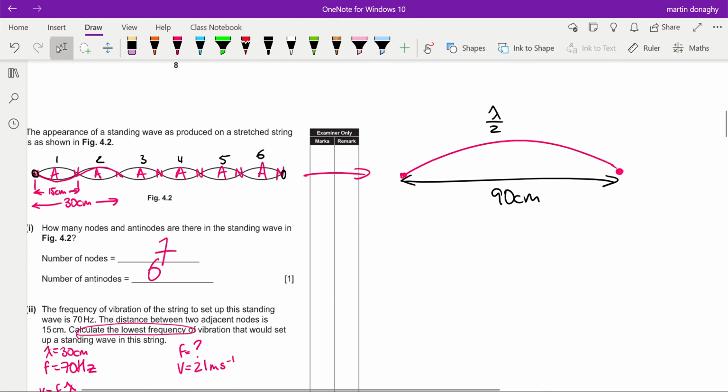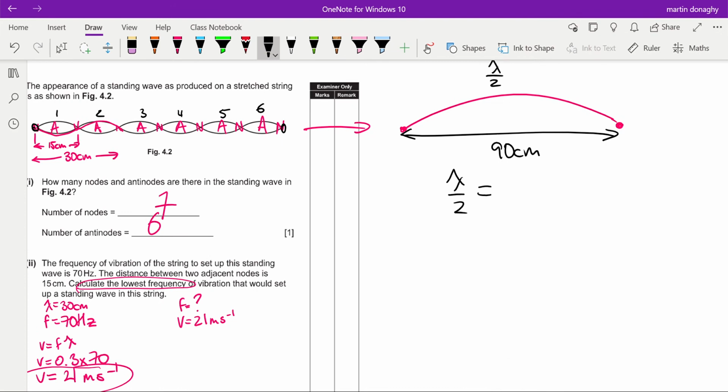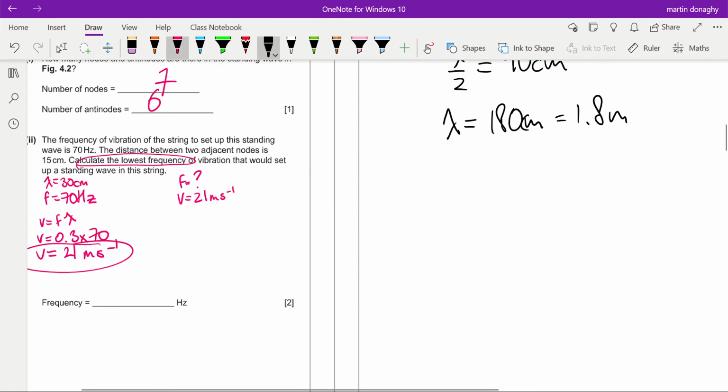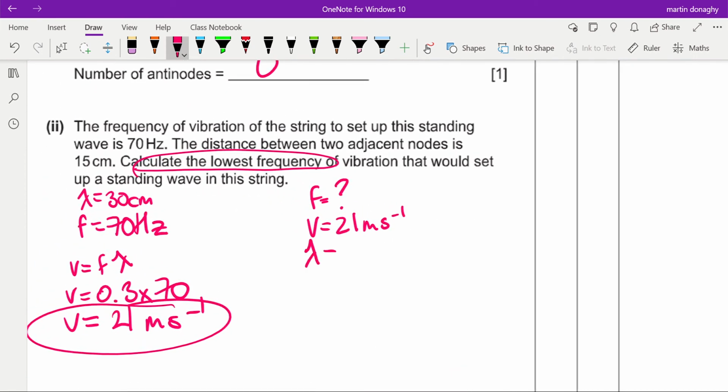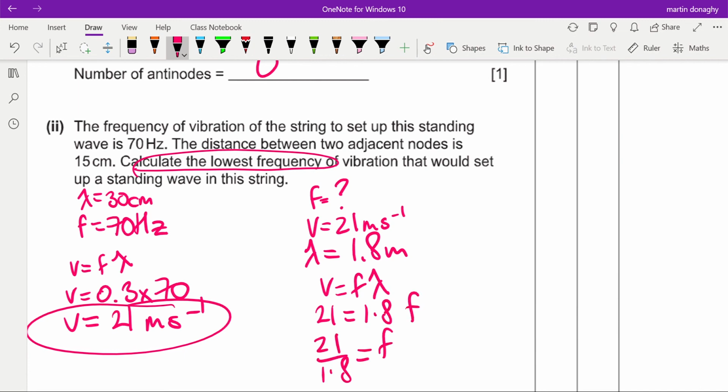But that means that half a wavelength when we're in our first mode is 90 centimeters. Therefore, lambda is 180 centimeters, or 1.8 meters in our first mode. And we just plug that into this equation: v equals f lambda. 21 equals 1.8 f. 21 divided by 1.8 equals f, and that should give you 11.6 recurring, so we'll round that up to 11.7 hertz.